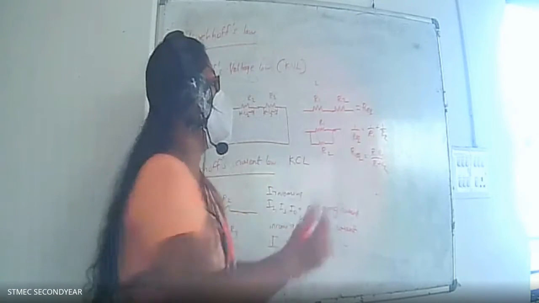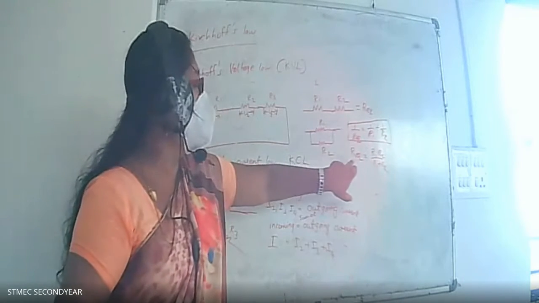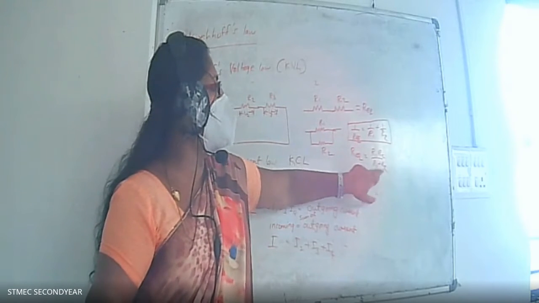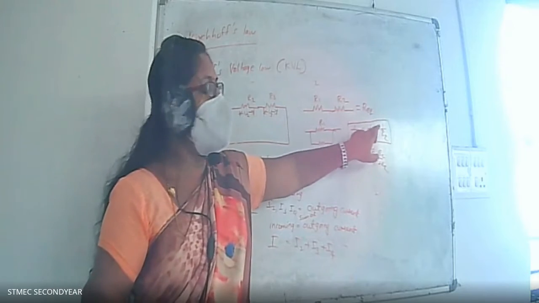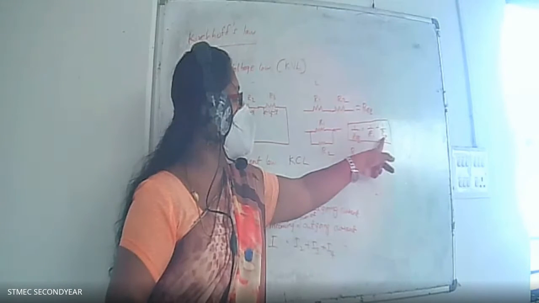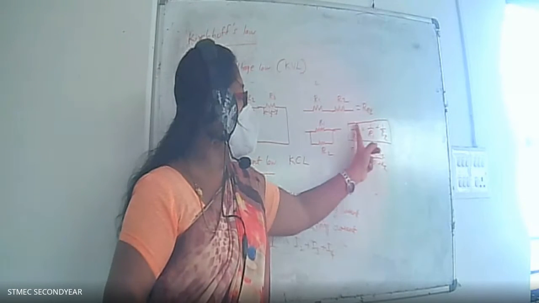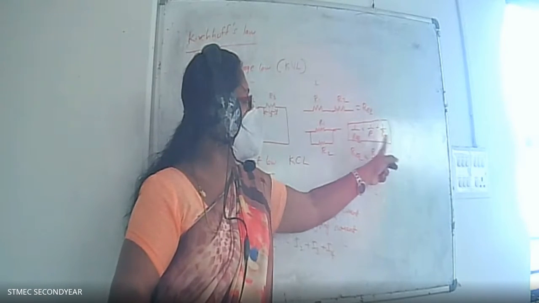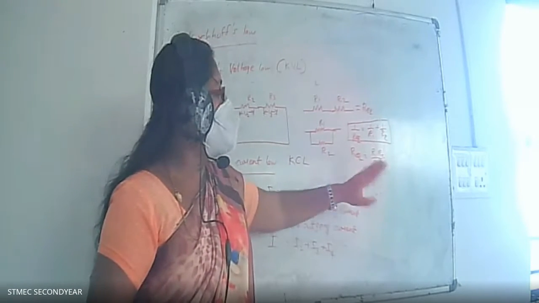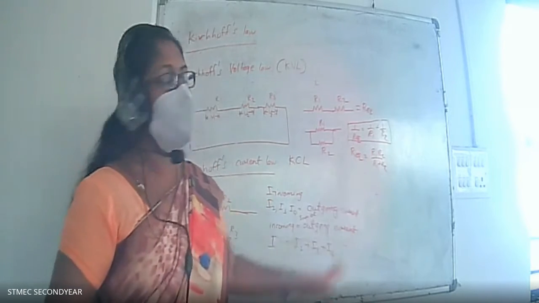This is the formula, and simplifying it you get R equivalent equal to R1 R2 by R1 plus R2. See, 1 by R equivalent equals 1 by R1 plus 1 by R2. Cross multiplying, 1 by R equivalent equals R2 plus R1 divided by R1 R2. Next, to find R equivalent, just take the inverse: R1 R2 by R1 plus R2. So this is the basic thing.